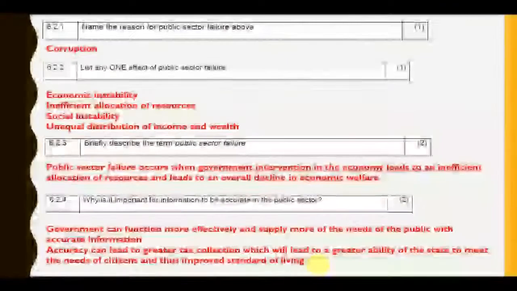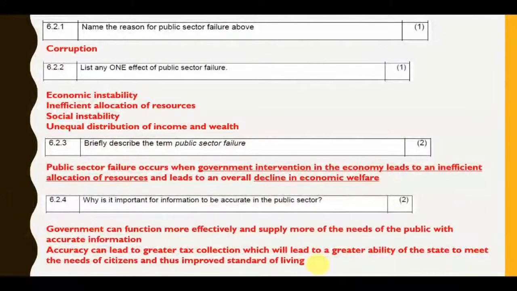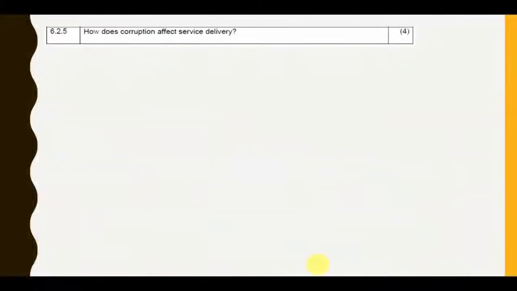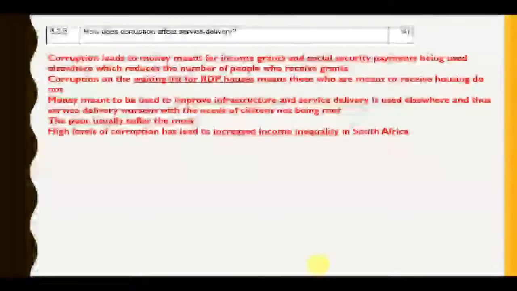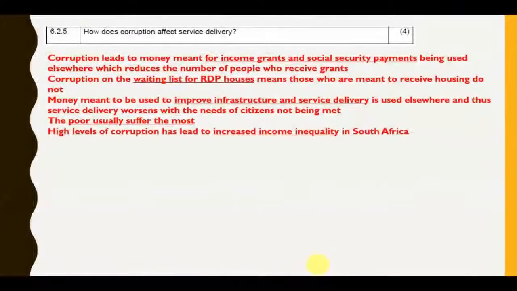Alright, let's carry on to the last question for question 6, everybody, our 4-mark question. And that was, how does corruption affect service delivery? So again, grade 12s, there are probably quite a few different answers that you could put here, but let's see some of the possible answers that you could have.